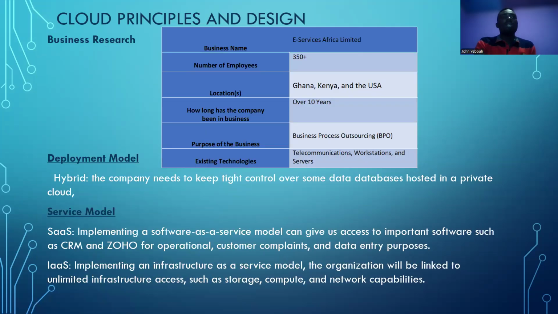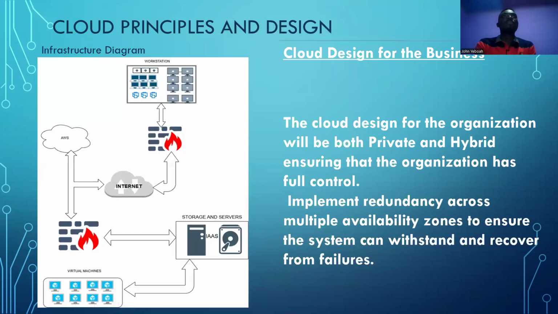And the service model we are going to have, since we are migrating to the cloud, is software as a service, with software such as CRM and Zoho, which is very good for operations and customer compliance, and for data entry purposes too. We are also going to have infrastructure as a service, that's the IaaS, as well.